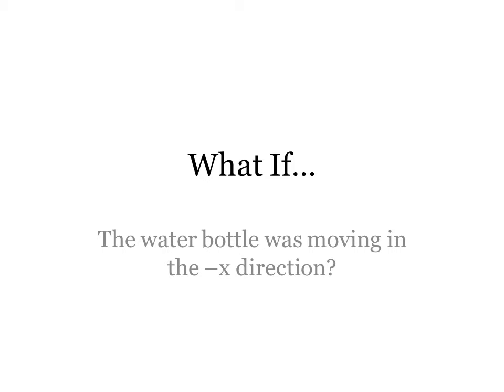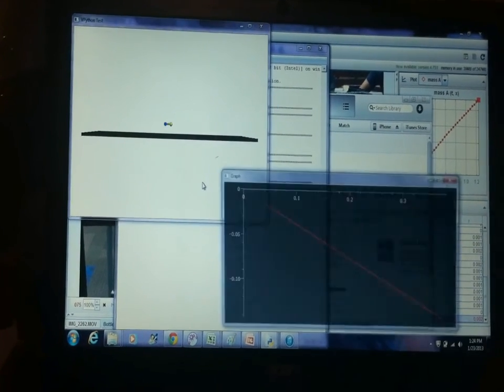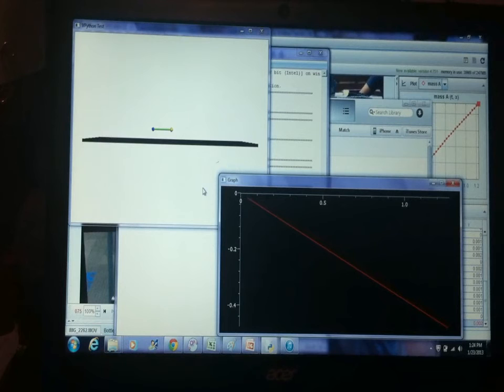But what if the water bottle was actually moving in the negative x direction instead of the positive x direction? I went back into my Python code, and I updated the initial conditions for the position and velocity and changed the direction. So now you will see that it's actually starting in the negative x direction. The while loop is just the same. Now the bottle moves in the negative x direction. The velocity has the same magnitude but a different direction.